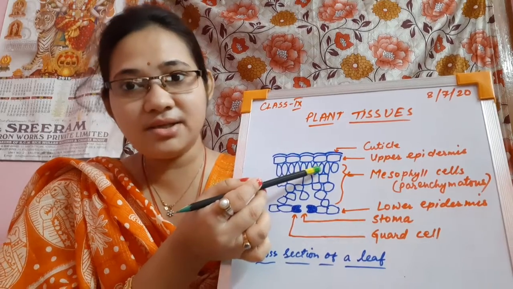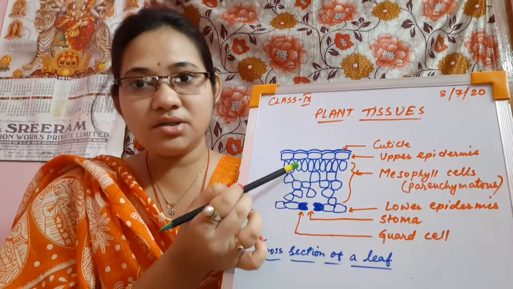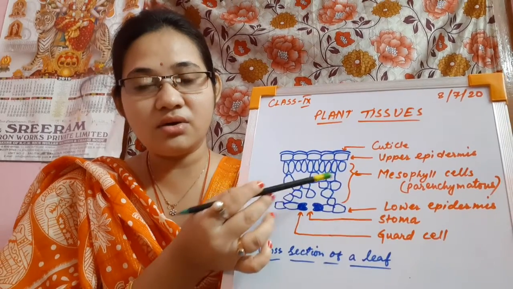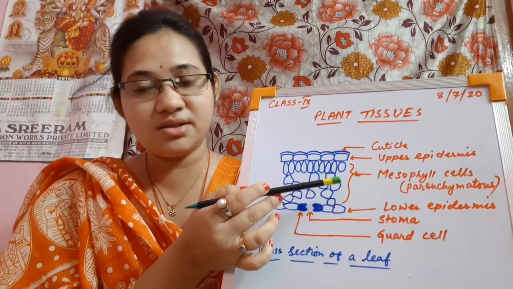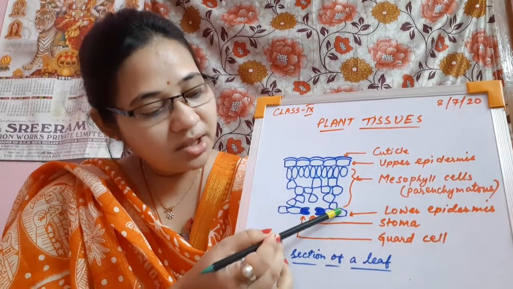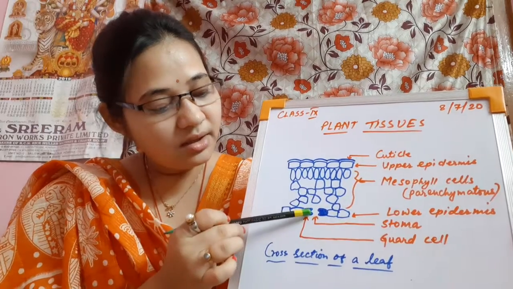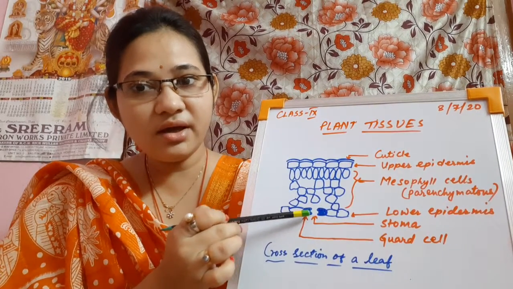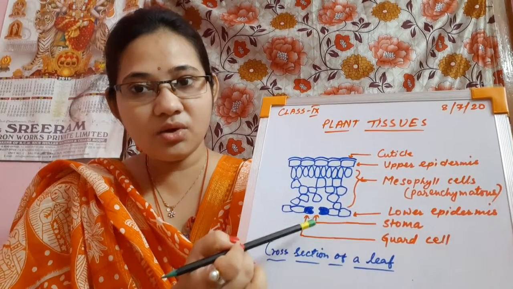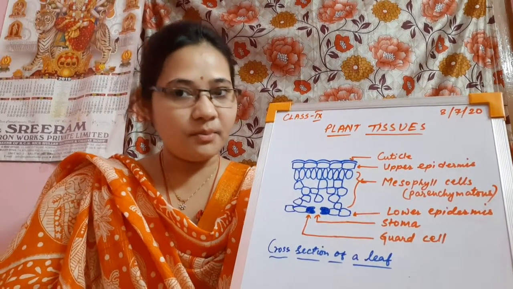These are called the palisade parenchyma and these are called the spongy parenchyma. Okay, so parenchymatous cells, together they are called mesophyll cells. They help in photosynthesis. And the lower epidermis consists of some kidney shaped cells which are called guard cells, and the opening is called stoma. So singular stoma, plural stomata.